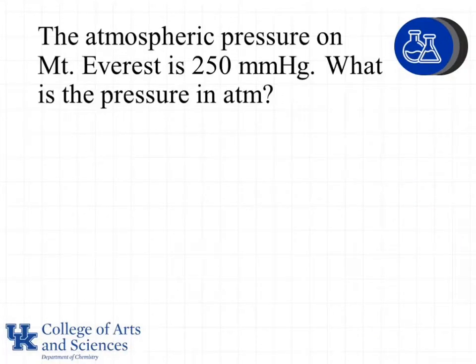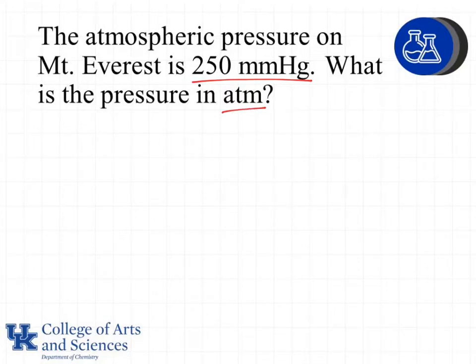Let's look at an example for converting between units of pressure. The atmospheric pressure on Mount Everest is 250 millimeters of mercury. What is the pressure in ATM? Like every other dimensional analysis problem, we want to look at what we're starting with and what we're trying to find. We're given 250 millimeters of mercury, and we're asked for ATM.